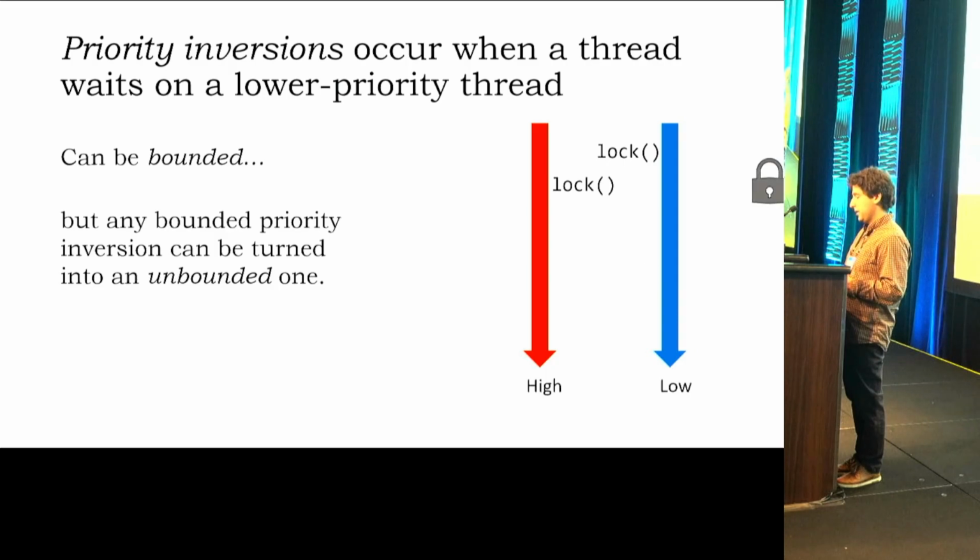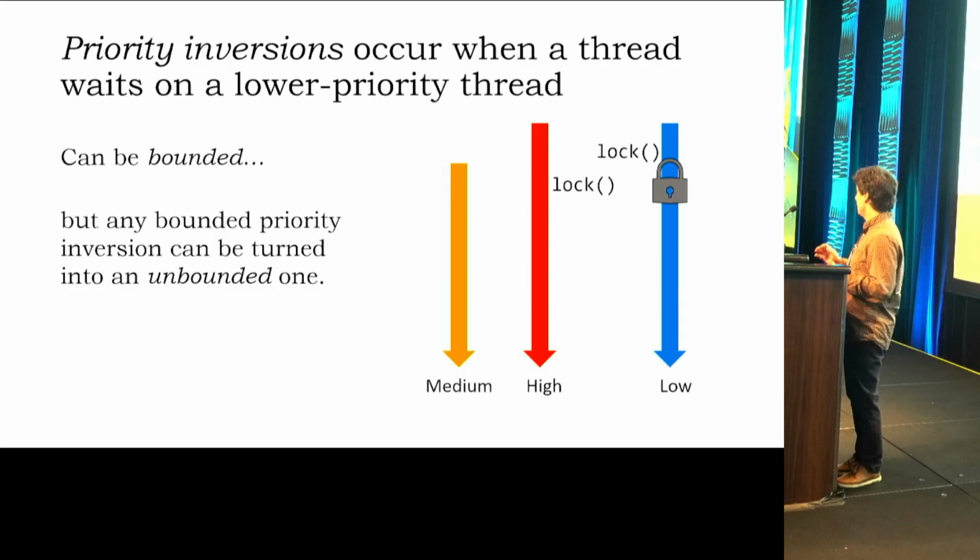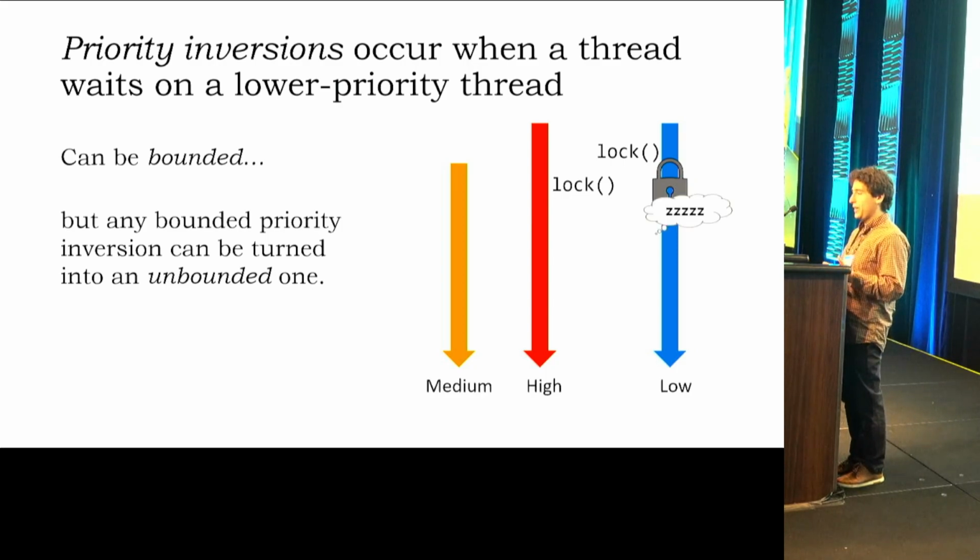by adding a medium priority thread here that now prevents the low priority thread from running at all, and therefore prevents it from releasing the lock. And so if the medium priority thread runs essentially forever, we've now caused a very large problem.